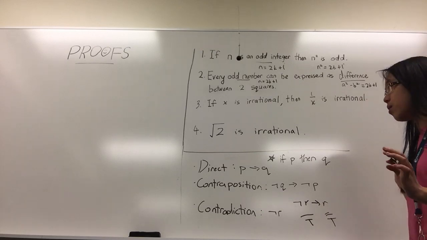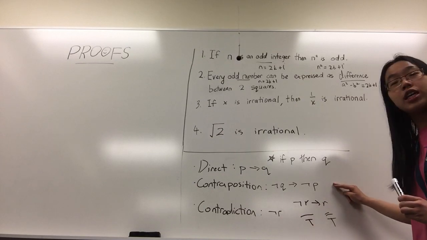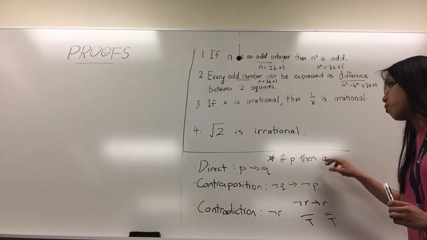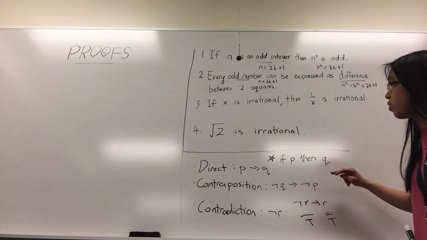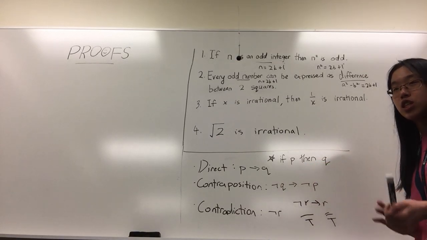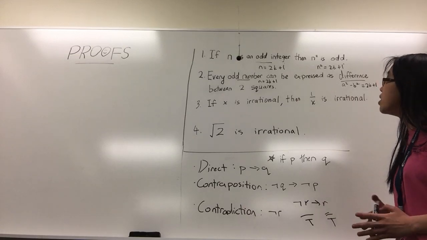Just a note, it's not that we have to pick a proof technique and just follow it throughout. If we start off with direct and it doesn't work, we can always move on to contradiction, just to look at it from a different angle and try to prove the statement.